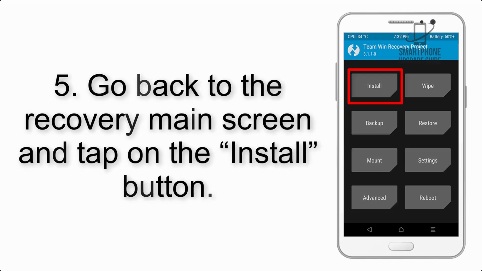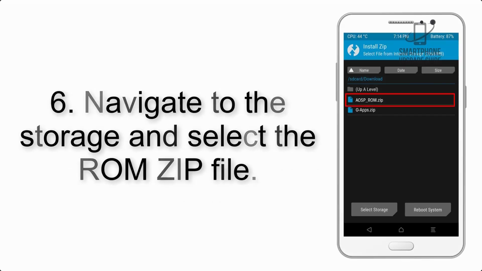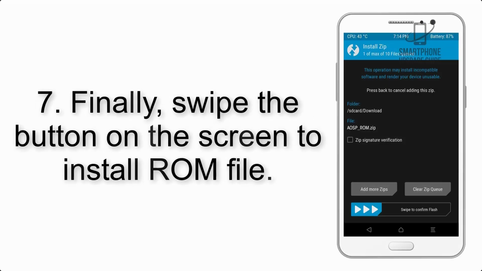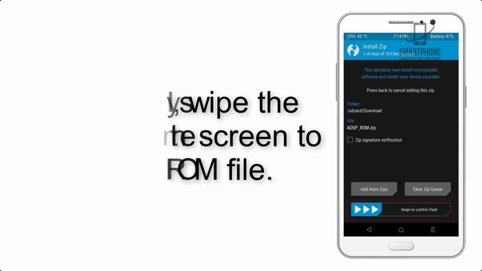Step 5. Go back to the recovery main screen, and tap on the Install button. Step 6. Navigate to the storage, and select the ROM ZIP file. Step 7. Finally, swipe the button on the screen, to install the ROM file.